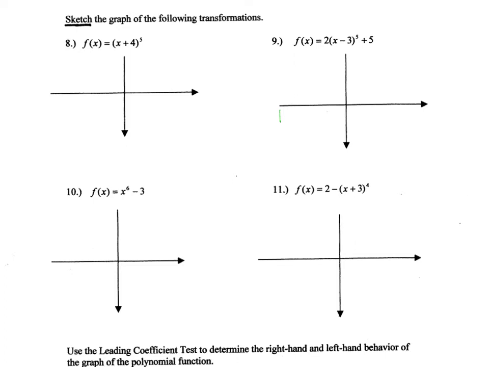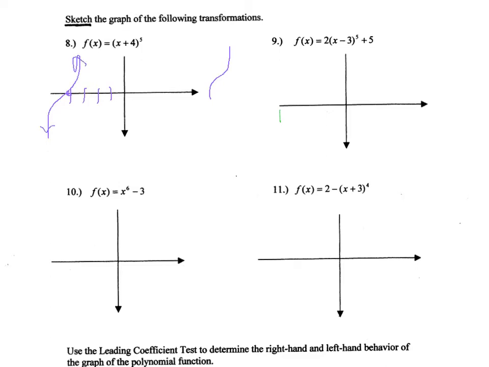In problems 8, 9, 10, and 11, we also want to use our transformations to graph these quickly. So if we have x plus 4 to the fifth, we know that we're going to have a saddle type of graph, and it's going to go through negative 4 on the x-axis.